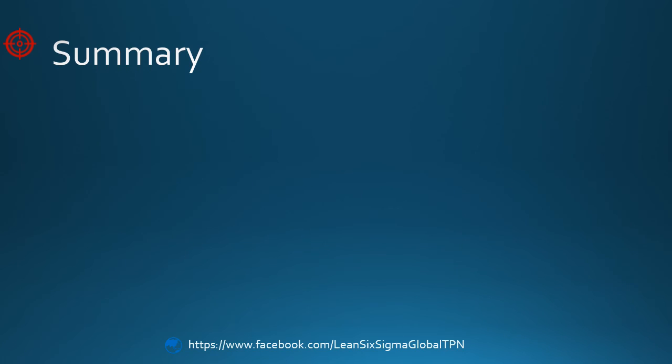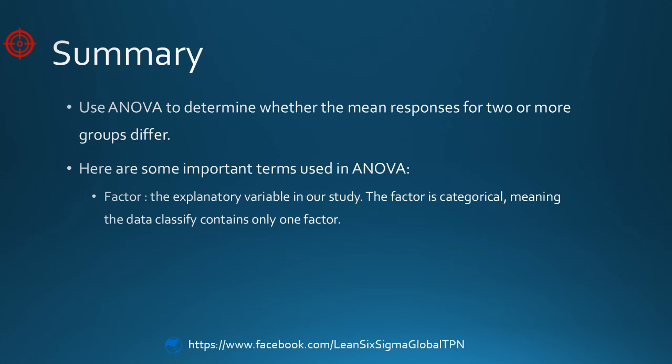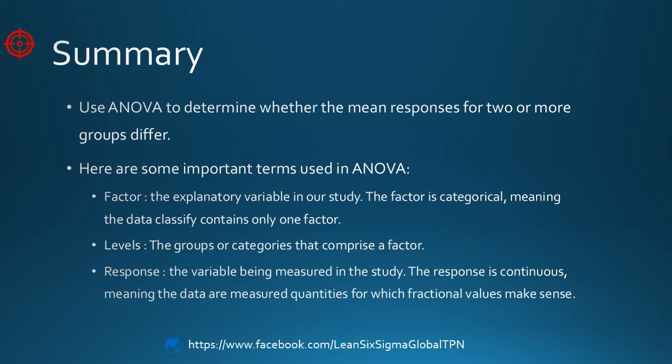So let's review. In these examples, we can use ANOVA to determine whether the mean responses for 2 or more groups differ. There are 3 key terms in the organization of ANOVA data. The factor is the categorical variable that is the explanatory variable in our study. The levels are the groups or categories that comprise the factor. The response variable is the value being measured in the study.